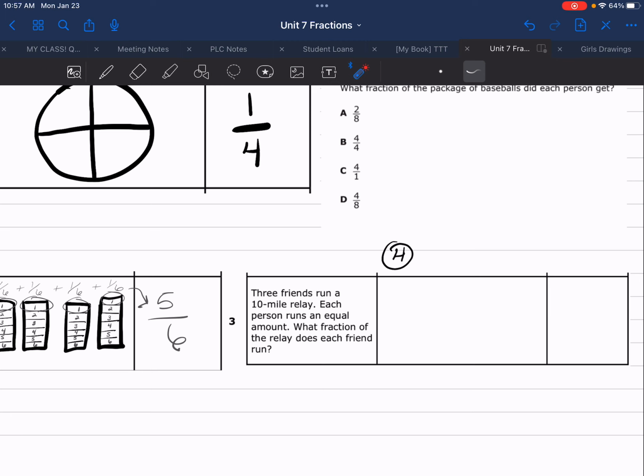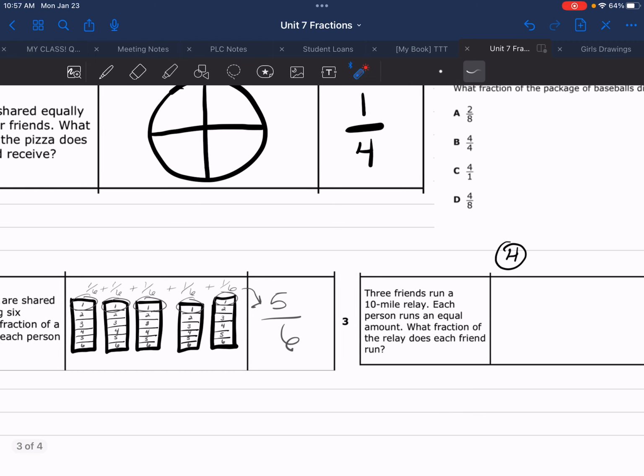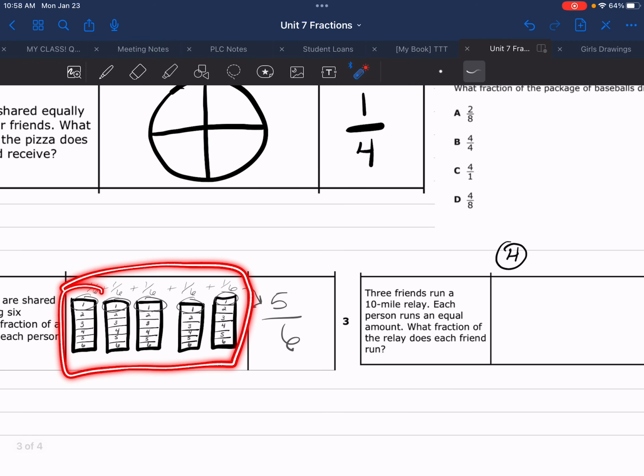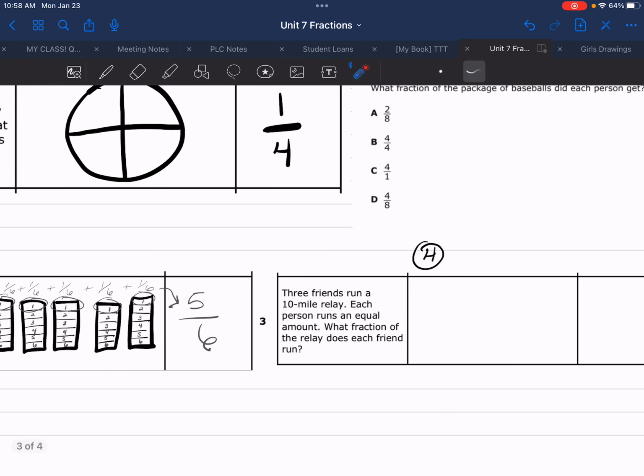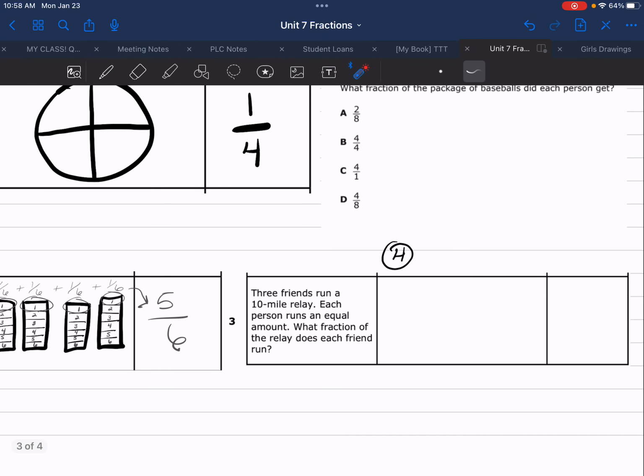But since you have a lot of experience with number lines, I will use it as a number line. And then you need to make sure that each of the 3 friends runs an equal distance. What fraction of the relay does each friend run? So you're going to write that total amount over here whenever you're done. But I need to see your drawing and I need to see your total amount, just like I did over here. Drawing, total amount. Okay? Ready, go.